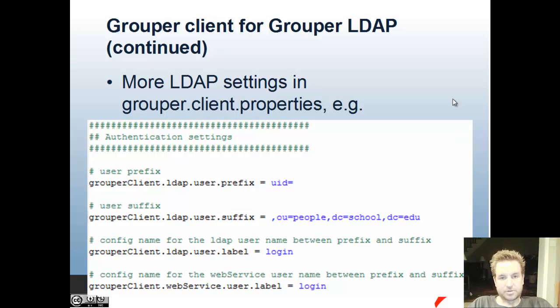There are other LDAP settings in the Grouper client properties. You can look at the whole file to see what all of them are. But for instance, in that username you can put a prefix and a suffix so that the user just has to put in the UID and not have to know everything else about the LDAP structures. And you can also put aliases for certain things of the commands so that things are a little bit more intuitive for the users at your institution. So for instance, you could call your UID a NetID or a school ID or whatever you call it.